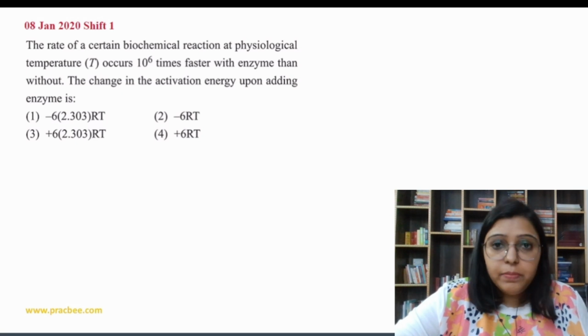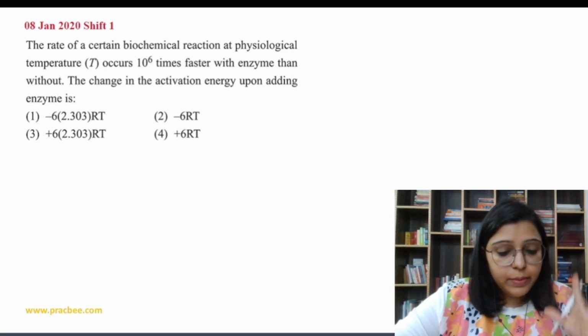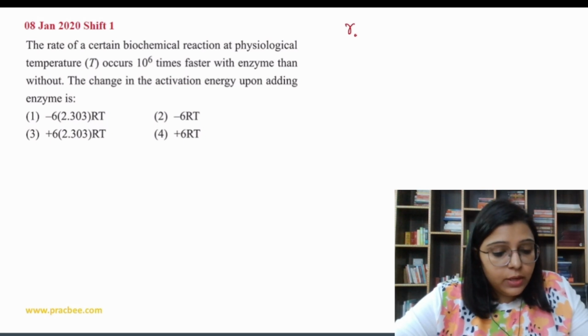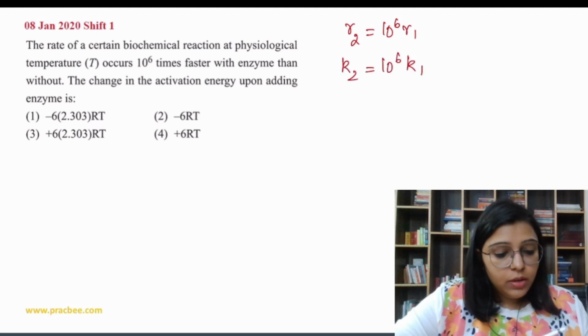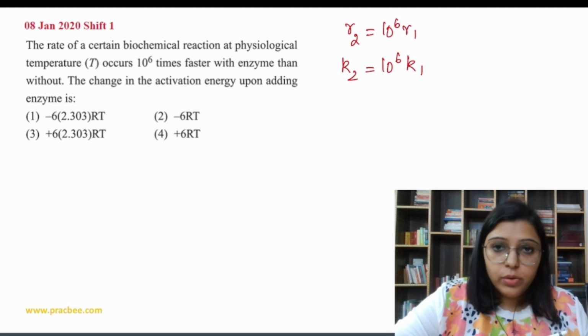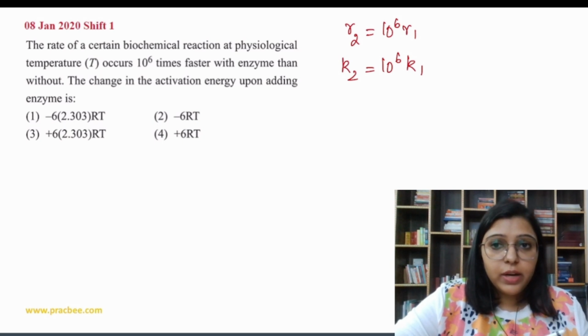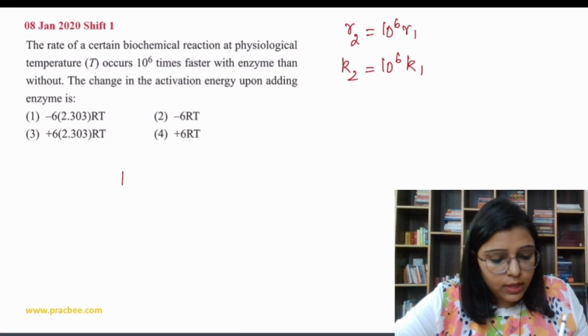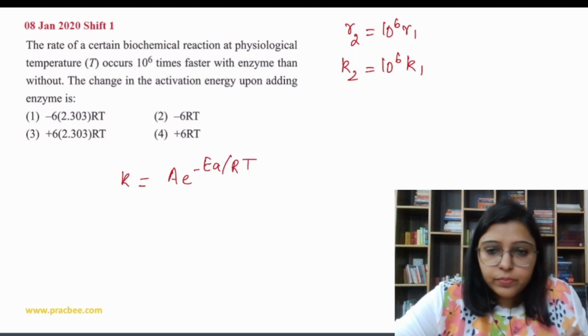The rate of a certain biochemical reaction at physiological temperature occurs 10 to the power 6 times faster with enzyme than without. So it means R2 is equal to 10 to the power 6 R1. So we can say that K2 is equal to 10 to the power 6 K1. Okay, so the change in activation energy upon adding enzyme is. So basically what we are going to do, see, K is equal to A e to the power minus EA over RT, okay.